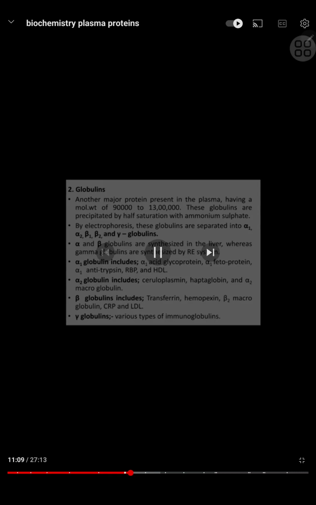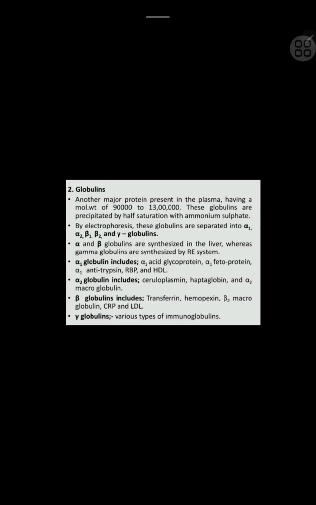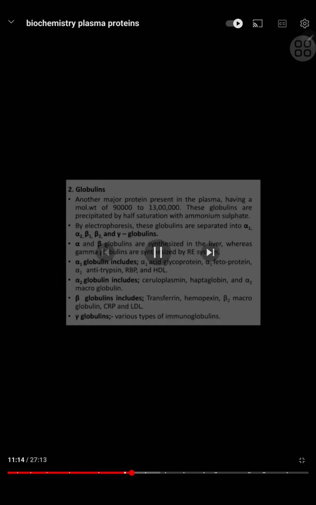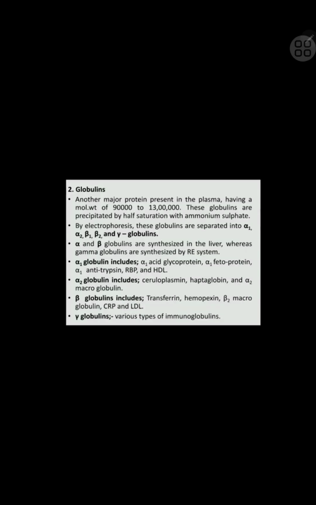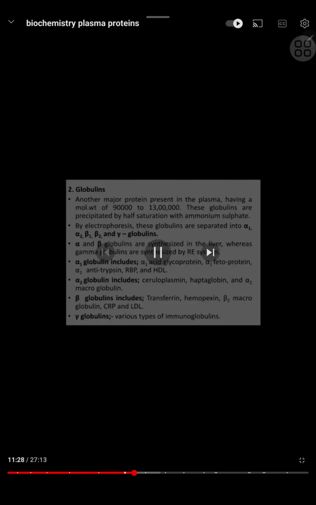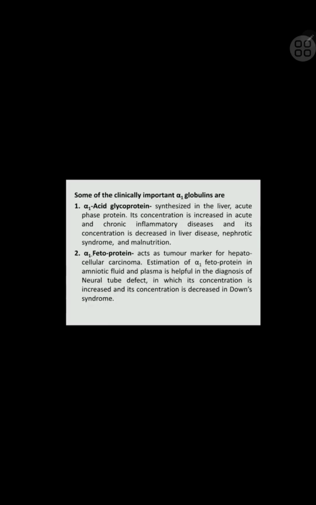reticuloendothelial system. Alpha 1 globulins include alpha 1 acid glycoprotein, alpha 1 fetoprotein, alpha 1 antitrypsin, retinol binding protein, and HDL. Alpha 2 globulins include ceruloplasmin, haptoglobin, and alpha 2 macroglobulin. Beta globulins are transferrin, hemopexin, beta 2 microglobulin, C-reactive protein, and LDL. Gamma globulins are nothing but immunoglobulins.